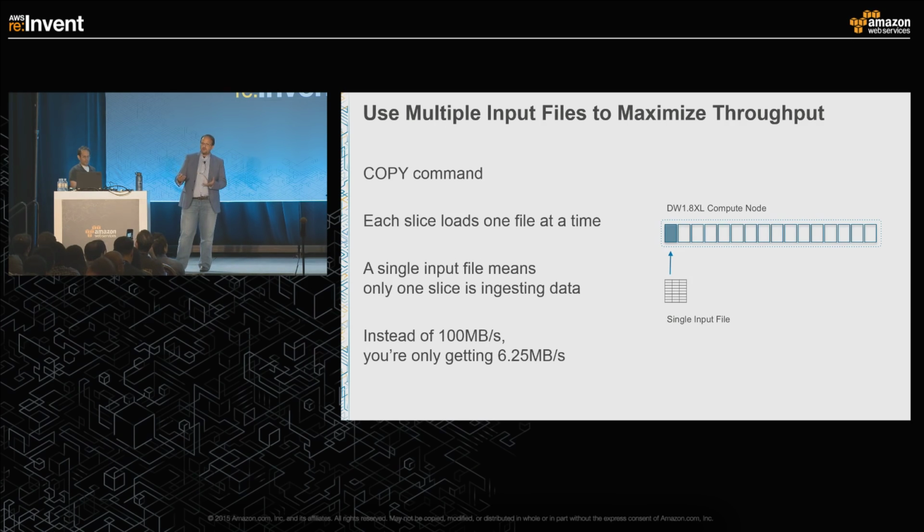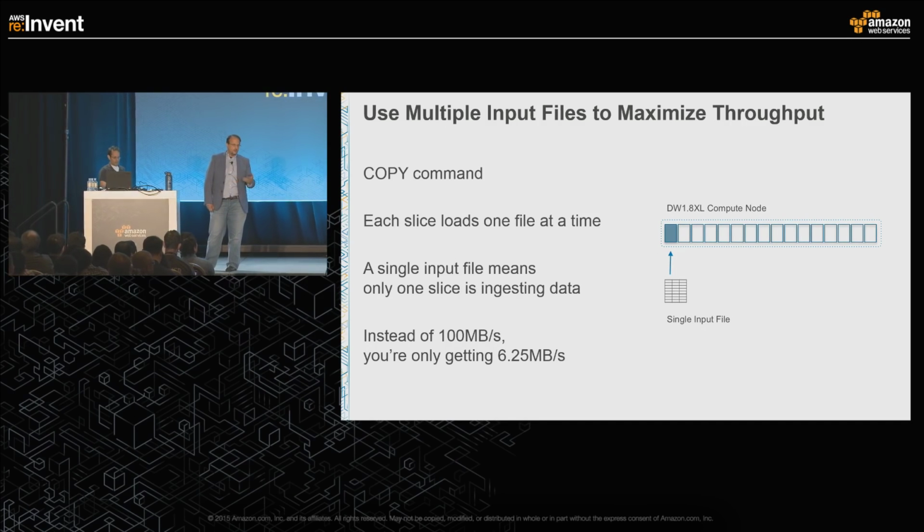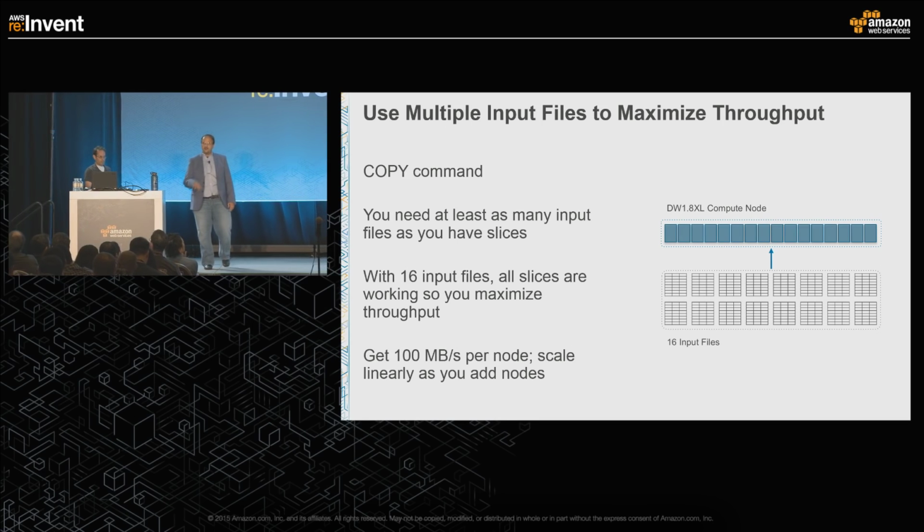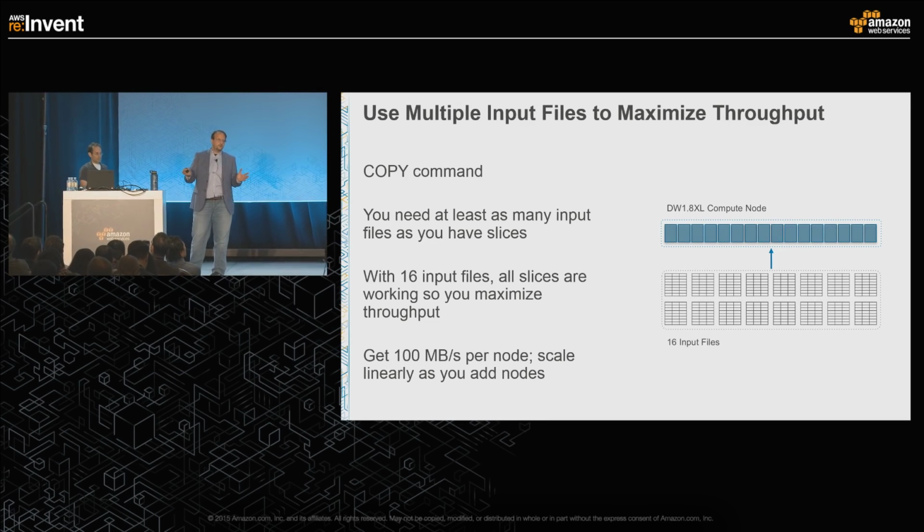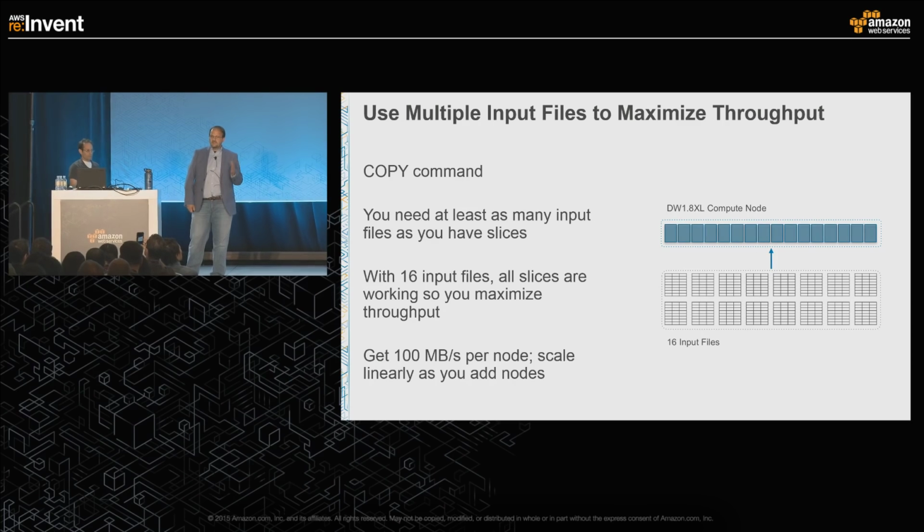If you copy a single file into Redshift, only one slice is doing work, because each slice copies a different file. So instead of getting 100 megabytes per second, you're going to get 6 megabytes per second, and that's not fun. If you have enough files, then in phase 1 of your copy command, you're going to have every slice doing work, and then you can achieve the 100 megabytes per second per node and expect to scale near linearly as you add more nodes, assuming you have enough files to feed those slices, right?